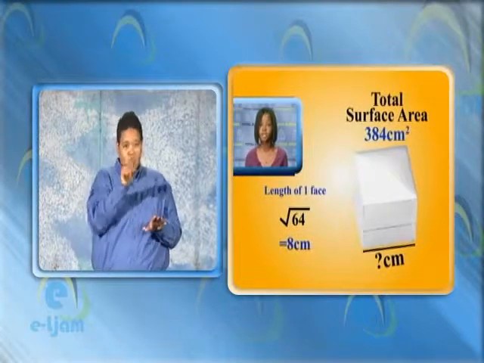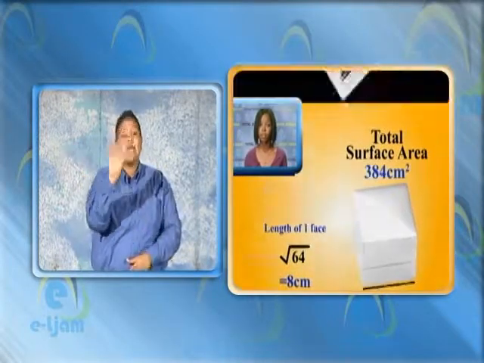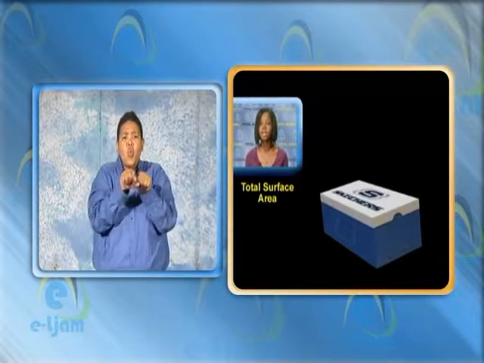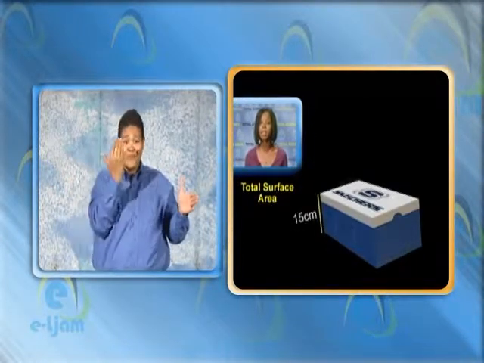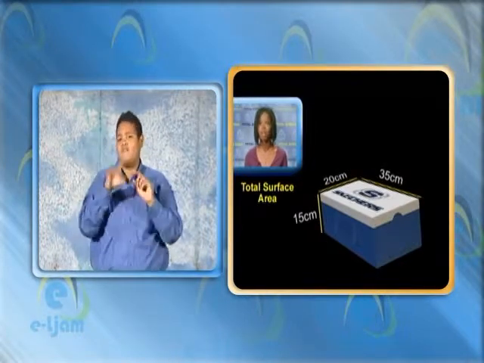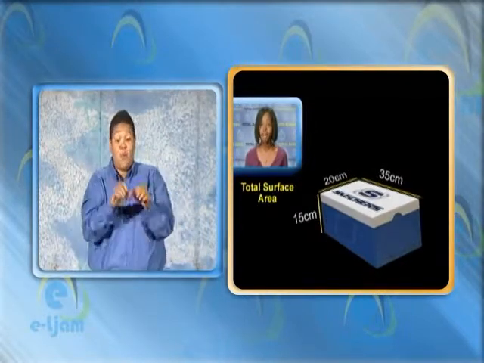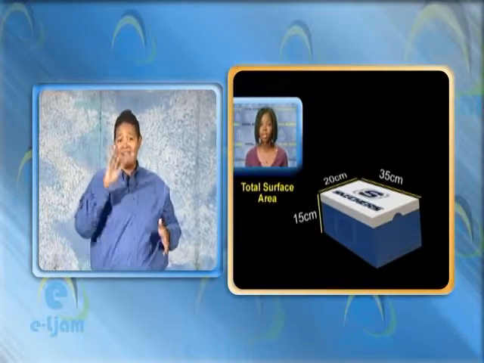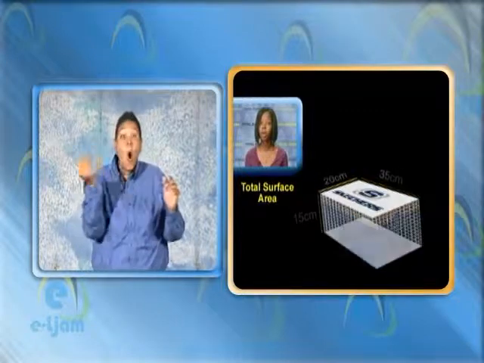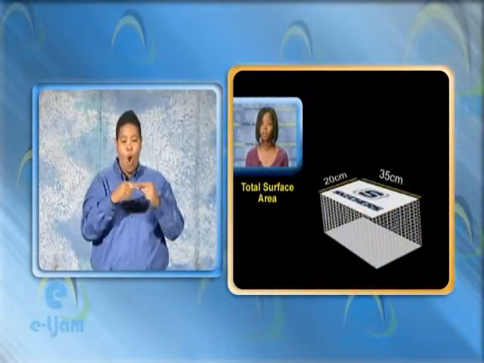But what would be the total surface area of a shoebox whose dimensions are 15 centimeters by 20 centimeters by 35 centimeters? The shoebox, like the die, has 6 faces. However, the faces are not all equal. Only opposite faces are equal.